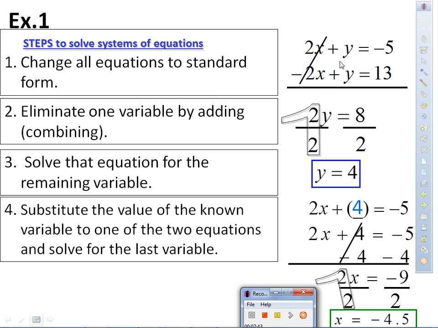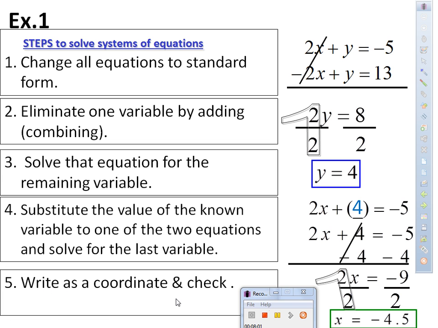So, let's see. Did we change the standard form? Yes. Eliminate one variable? Yes. Solve for the remaining variable? Yes. Substitute that value into one of the equations and solve for the remainder? Yes. And at the end, it says, write as a coordinate and check. So what would be my coordinate using these two values? Negative 4.5 and 4. Copy that down.